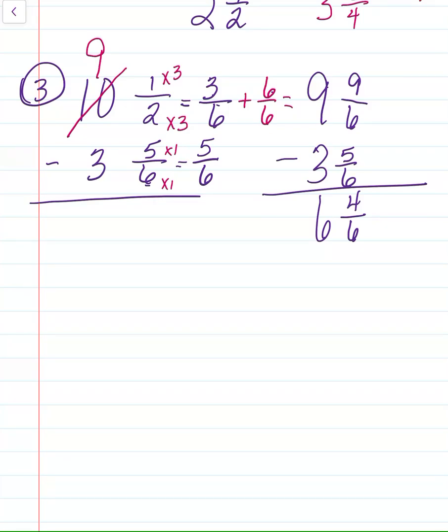Our last step is to see if we can simplify. So we look at the 4/6 and we say, is there a factor that can go into 4 and 6? And there is. It's 2. So we say 4 divided by 2 is 2. And 6 divided by 2 is 3. So that means our answer is going to be 6 and 2/3.